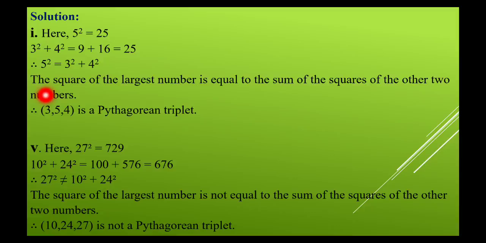So we will write like this. The square of the largest number is equal to the sum of the squares of the other two numbers. Therefore, 3, 5, 4 is a Pythagoras triplet.